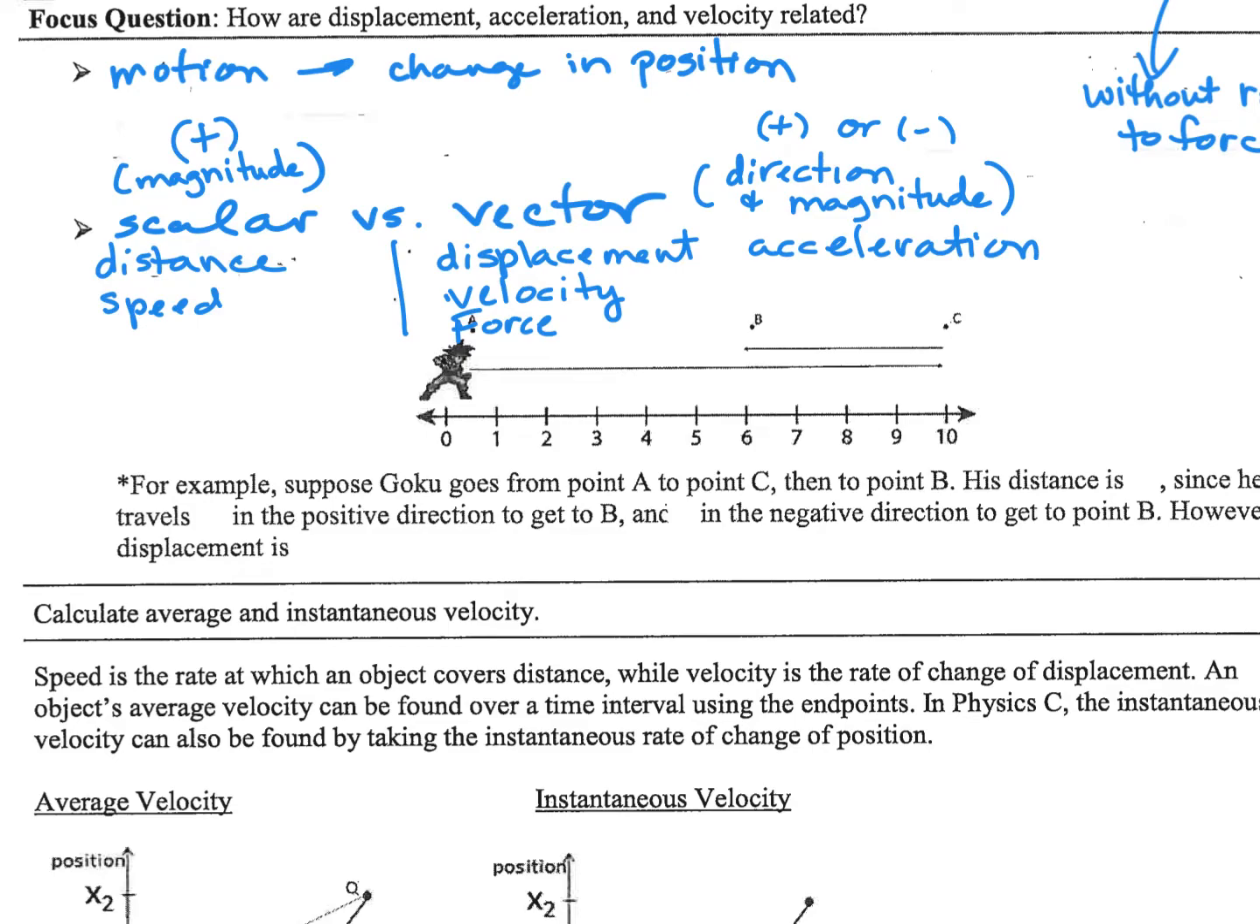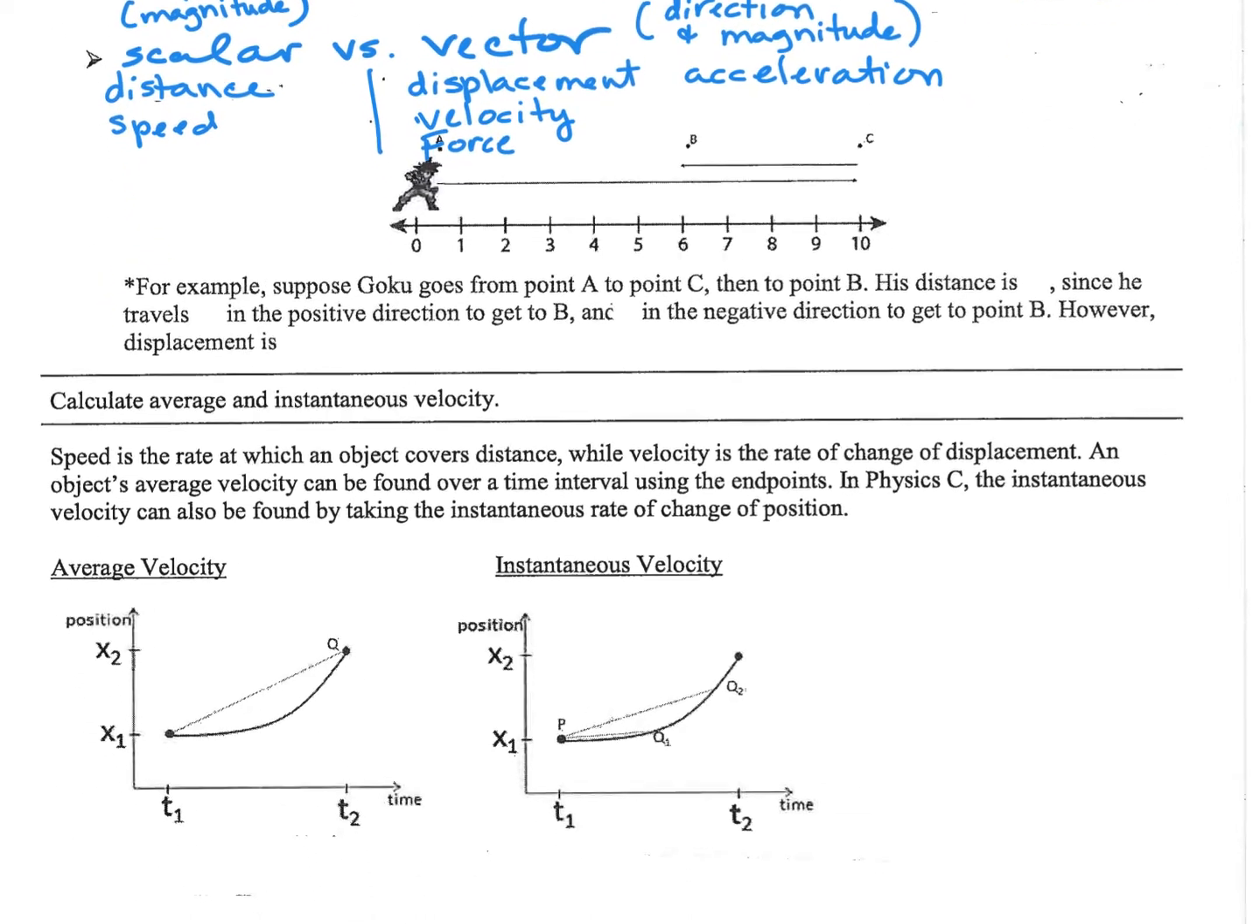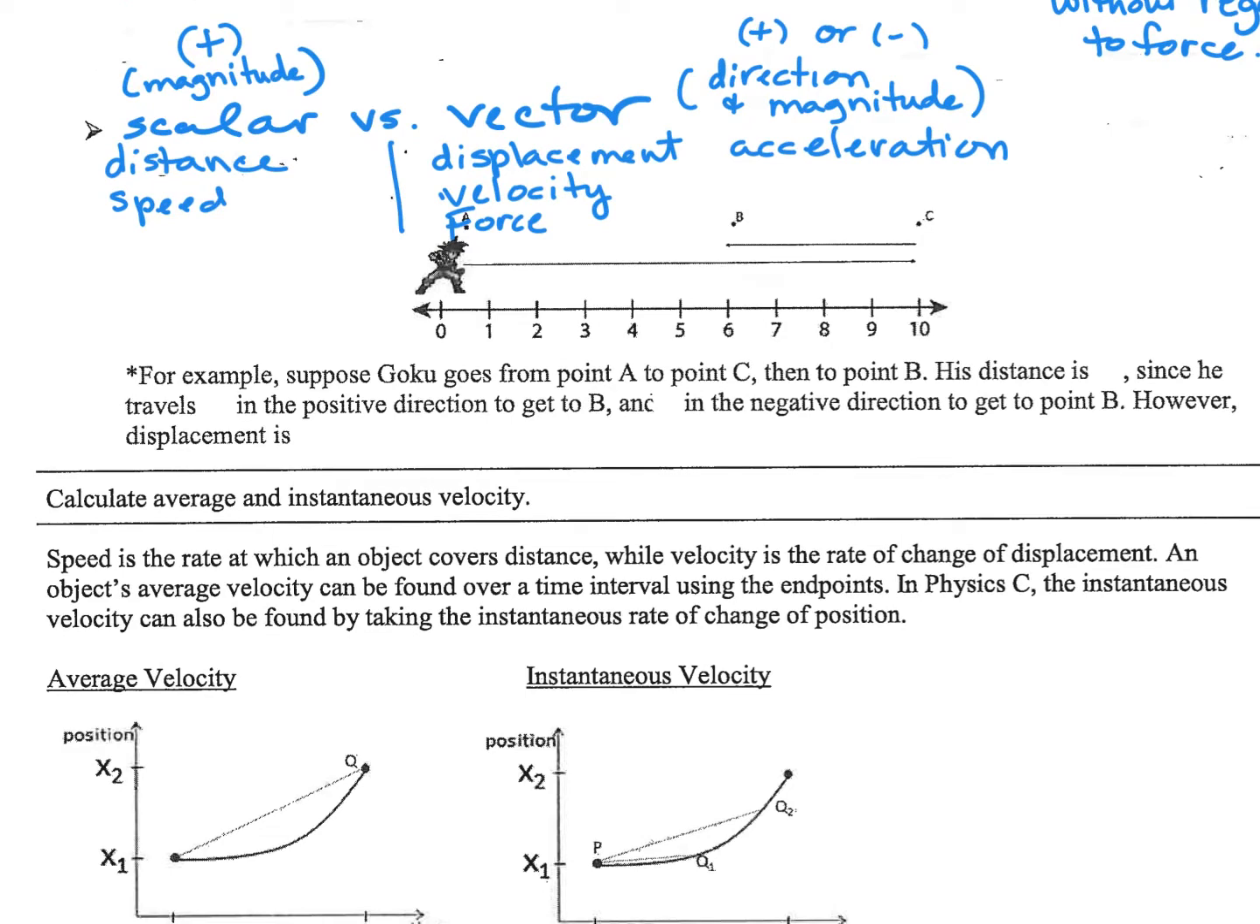So, take a look at this first example here. We talk about Goku. We can see this guy right here. Goku starts at A. He goes from point A to point C, and then he goes to point B. All right? What is his distance? If he goes from point A to C and then to B, how far has he gone all total? 16.